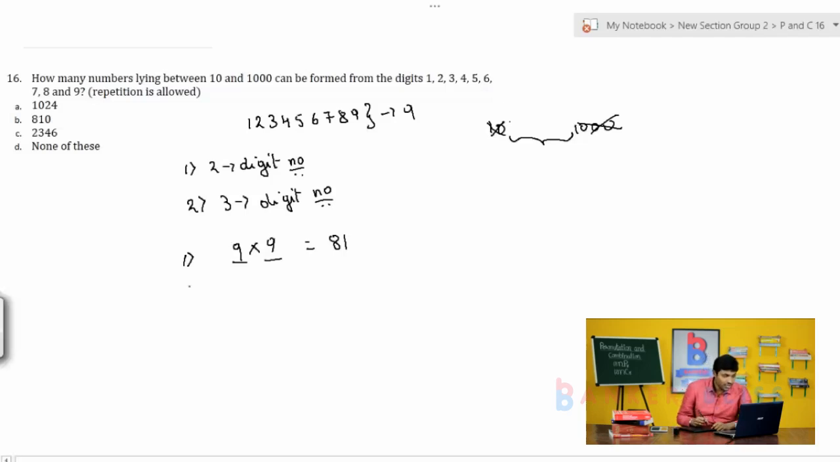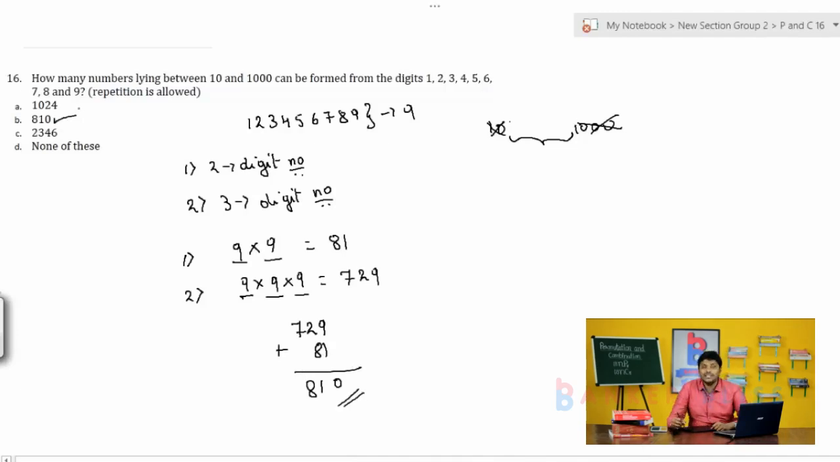Next, the second one, 3-digit numbers, up to 999. Repetition is allowed, so the first position 9 numbers can fill, the second position 9 numbers, the third position 9 numbers. 9 nines are 81, 81 into 9, 729. So altogether how much did you get? 729 plus 81 is 810. Therefore option B is the right answer.